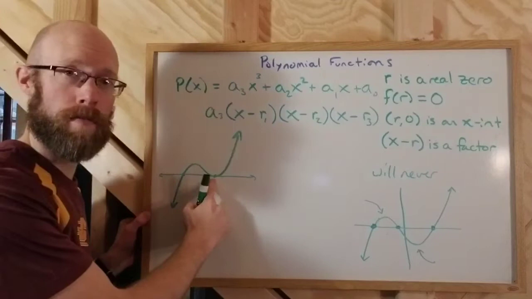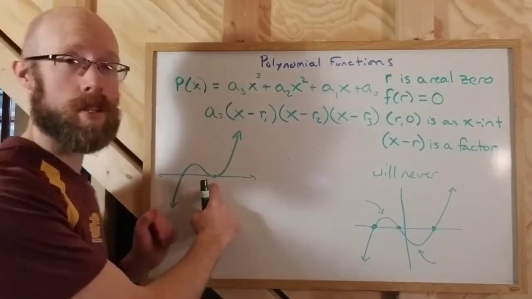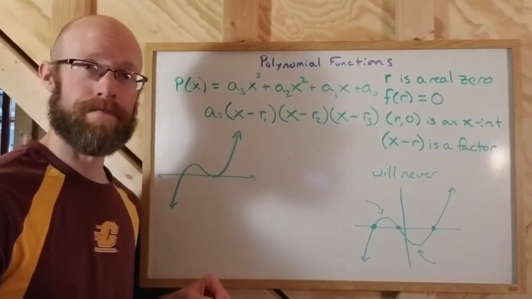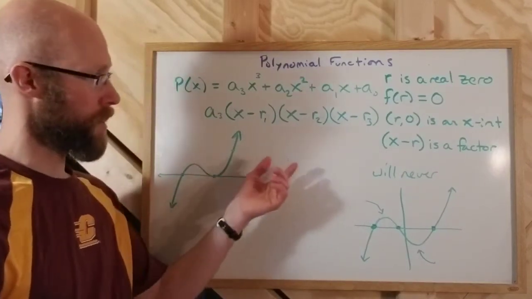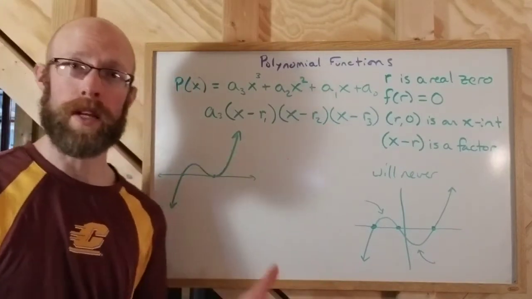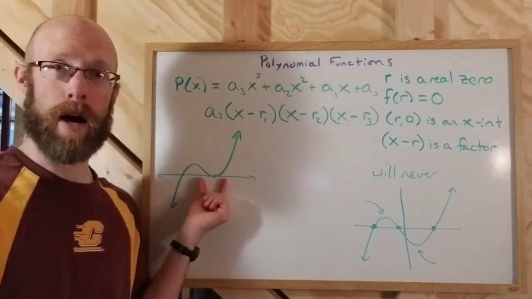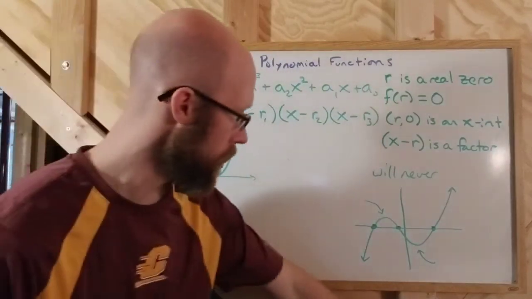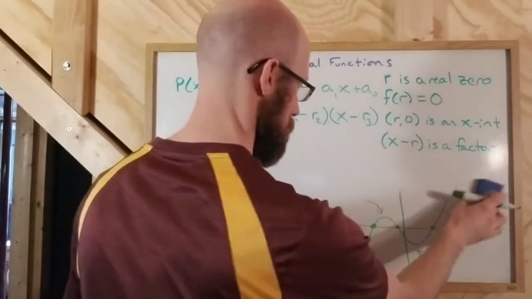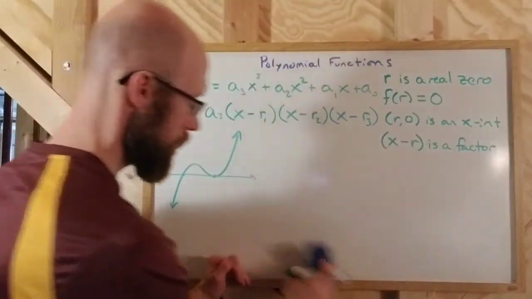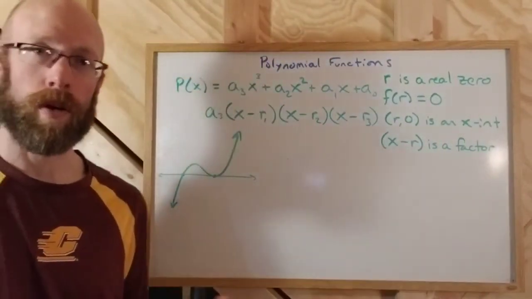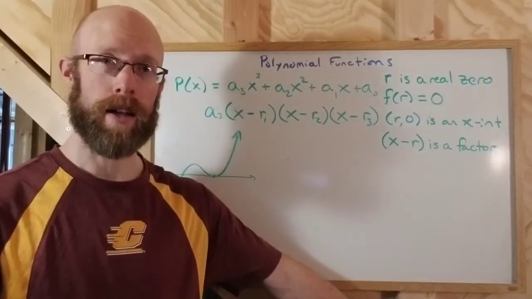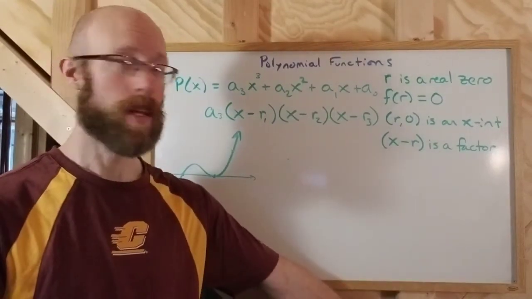Remember, an x-intercept where the graph touches the x-axis has a repeated factor. That was one I erased here, but a repeated factor primarily where there's an even power, okay? Even multiplicity, we talked about that before. And so you've seen now 3 different situations. You can have 1, 2, or 3 x-intercepts for a third degree polynomial.